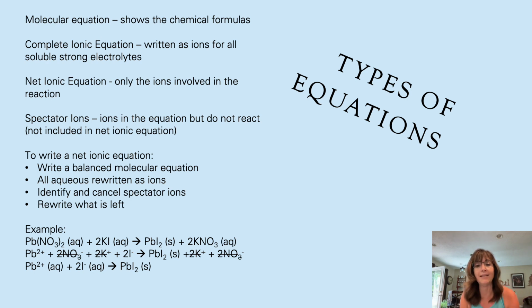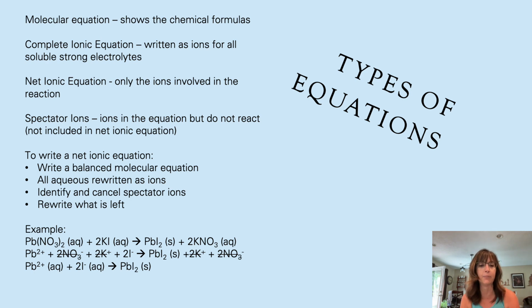So how do you write a net ionic equation? It seems intimidating, but it's not. Write the balanced molecular equation. Anything that says AQ, rewrite it as an ion. Now you have to pay attention to coefficients and subscripts. Then look at the right and the left sides of the equations. Identify any spectator ions. If you have two Na on one side and two Na on the other side, get rid of them. Rewrite what's left. That's your net ionic equation.